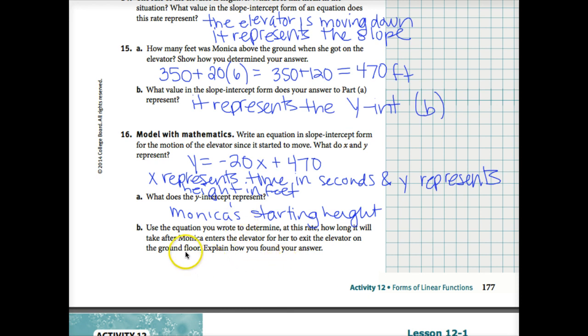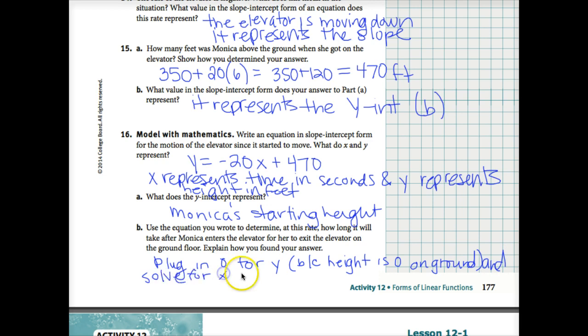So if we're at the ground floor, that means that we know that the height is 0. And we know that height is represented by y. So what we can do to figure out how long, which is x, is plug in, so we'll explain first, plug in 0 for y because height is 0 on the ground, and solve for x, which again is representing time.